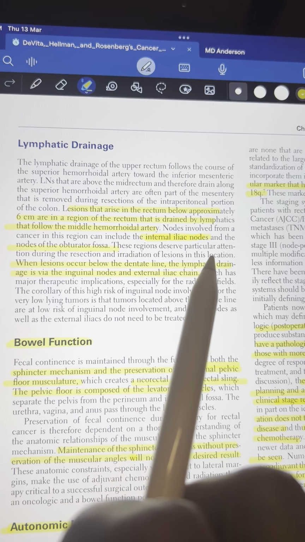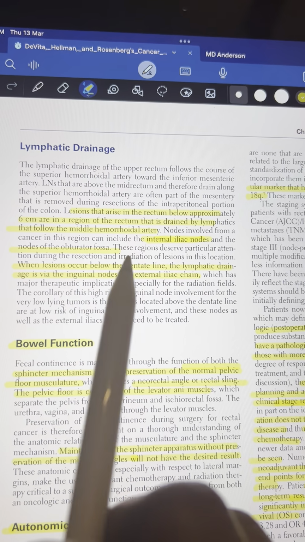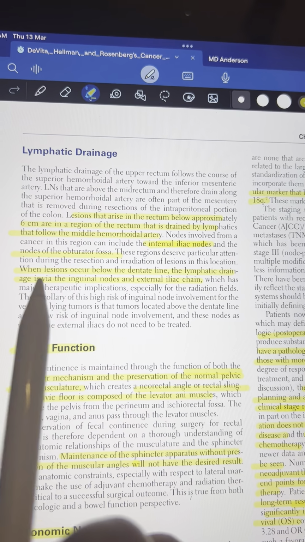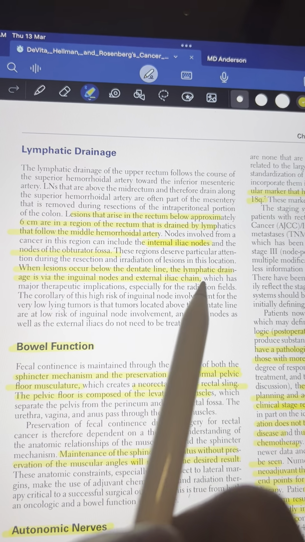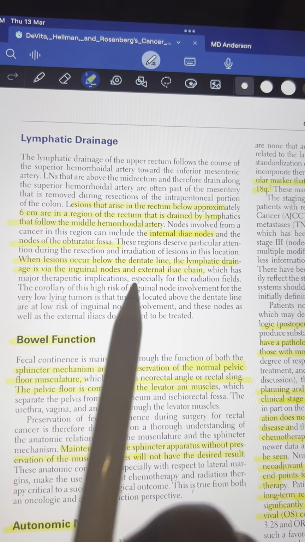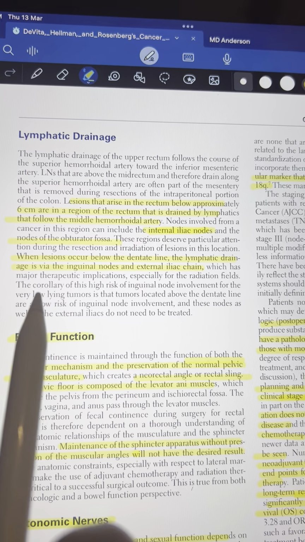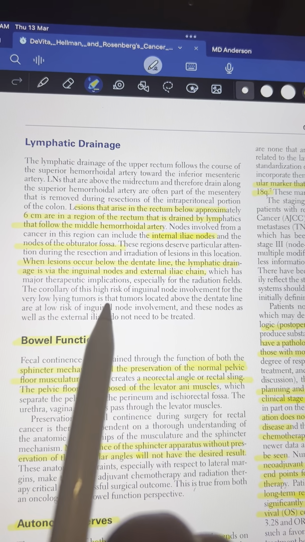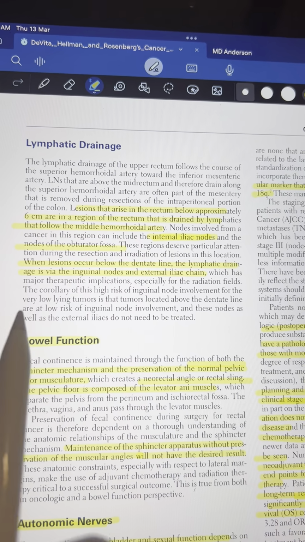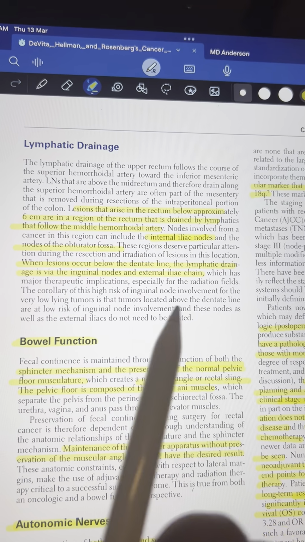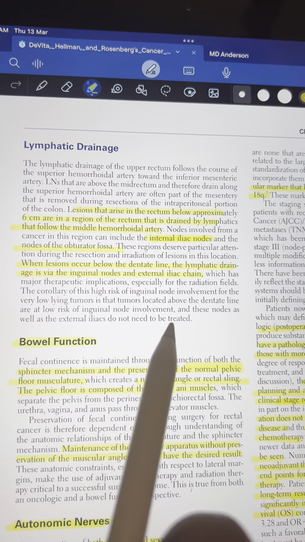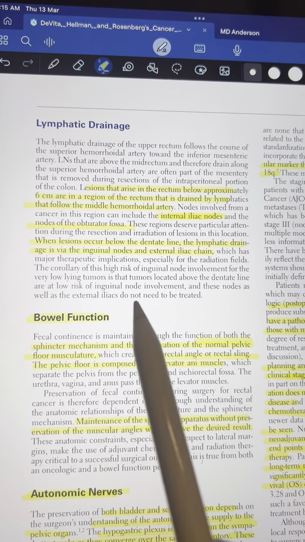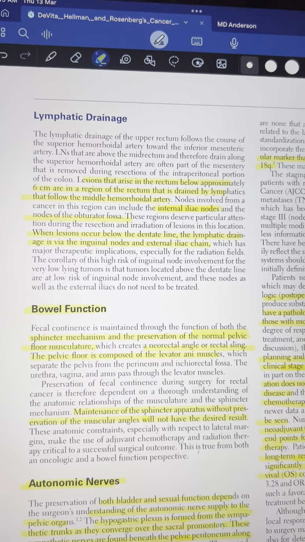These regions deserve particular attention during the resection and irradiation of lesions in this location. When the lesion occurs below the dentate line, lymphatic drainage occurs via the inguinal nodes and external iliac chain, which has major therapeutic implications, especially for the radiation field. The corollary of this high risk of inguinal node involvement for very low lying tumors is that tumors located above the dentate line are at a lower risk of inguinal node involvement, and these nodes, as well as the external iliacs, do not need to be treated.